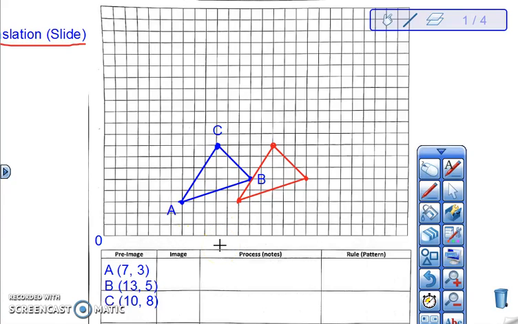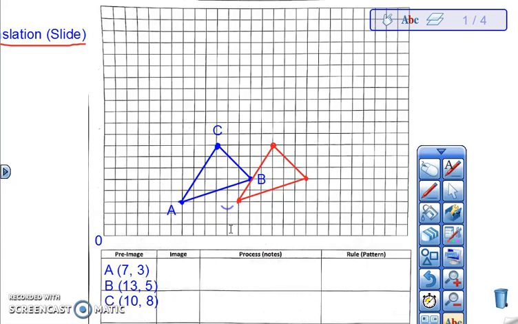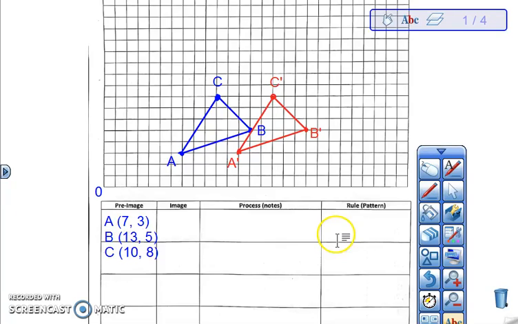So if we did it correctly, our triangle should look basically the same. The only difference is that it's in a different location. So we're going to leave the names of the points the same, but we're going to add these little apostrophes on the end to indicate that this new point is the image of the original. So A prime, B prime, and C prime.